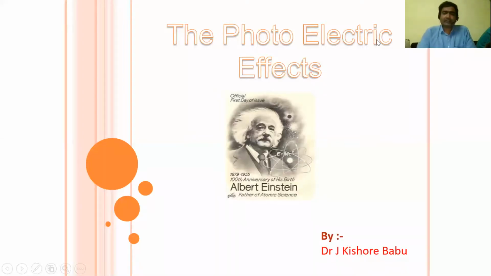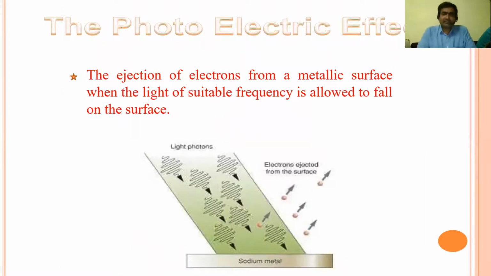Welcome to a session on the photoelectric effect and Einstein photoelectric equation. First, let us see the definition of the photoelectric effect. The ejection of electrons from a metallic surface when light of suitable frequency is allowed to fall on the surface is called the photoelectric effect.